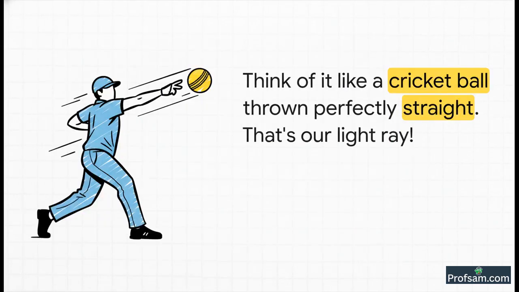Simple, right? To make it even easier, just think of a fast bowler throwing a cricket ball, but he throws it perfectly straight. No spin, no swing, nothing. The path that ball takes, that dead straight line, that is exactly how you should imagine a light ray. It's a fantastic mental picture, so please keep it in your mind.